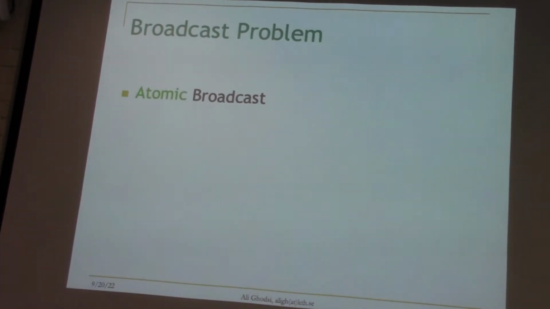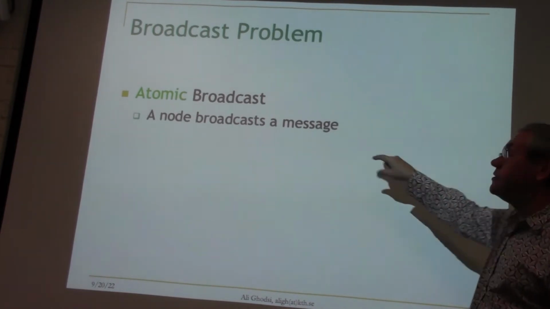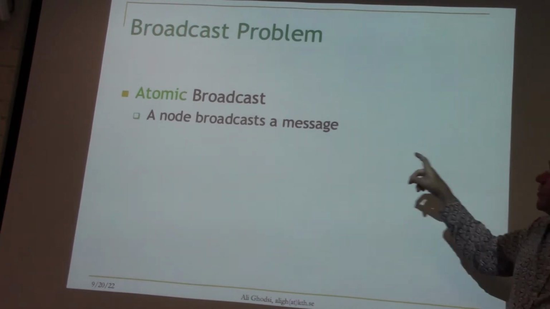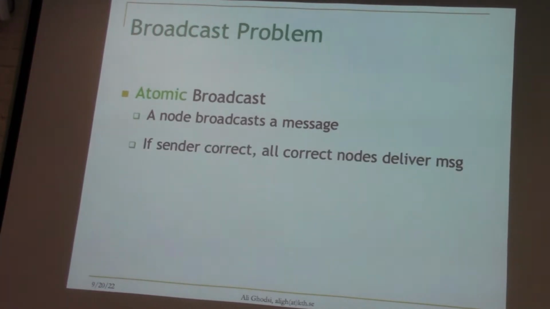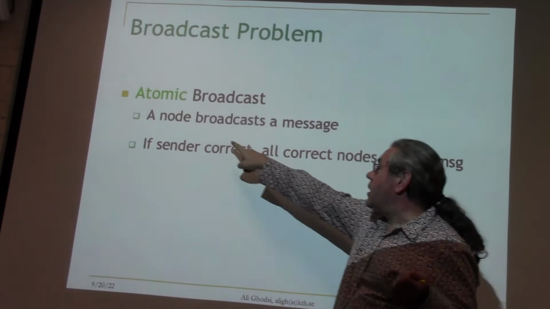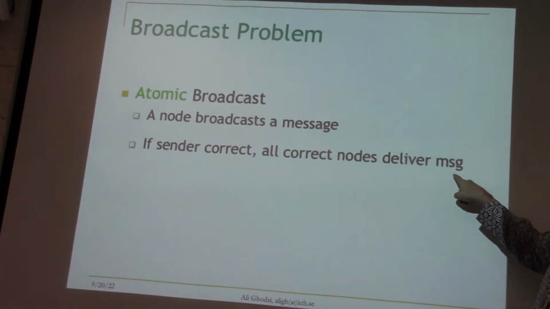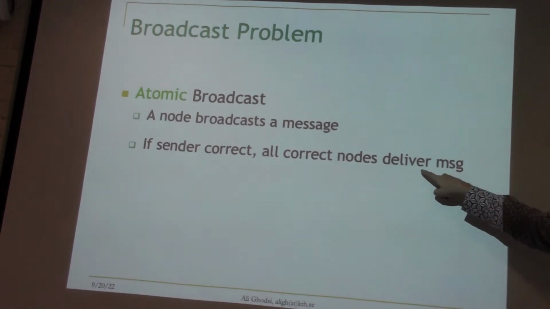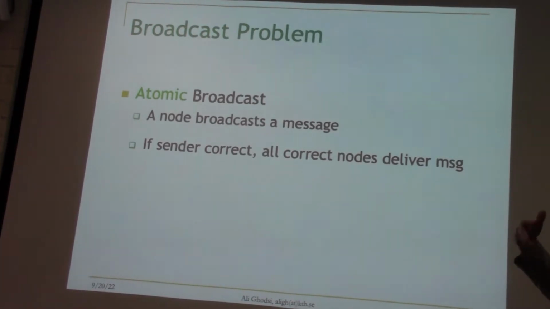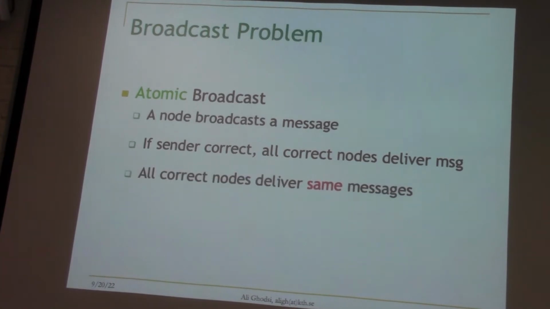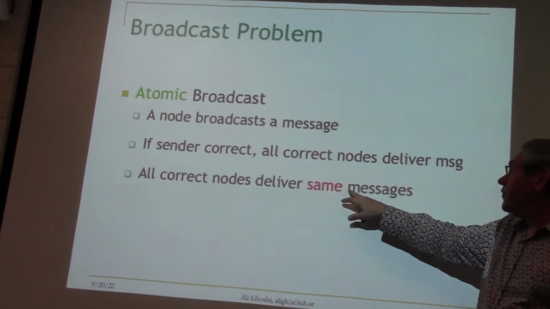Okay, here's another problem, which is called atomic broadcast. This is a different problem. I'm now sending information, okay? A node broadcasts a message. But there's different kinds of broadcast. This is what's called atomic. So in this algorithm, first of all, if the node which is sending is correct, if it doesn't fail, then all correct nodes will deliver the message, which means the message arrives and they give it to the application on the node. Okay, that's pretty reasonable as a property. Of course, all the correct nodes deliver the same messages.